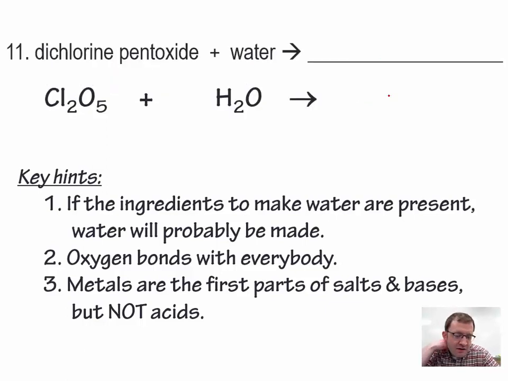Let's look at one more. This is number 11, dichlorine pentoxide. Now this is synthesis sort of going in reverse, but think about it the same kind of way in putting compounds together. And the rule that's going to help us out here is going to be the third one. But let's step through them.